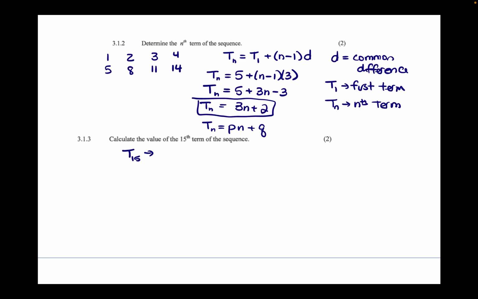So to find the 15th term of the sequence, we can just use our formula. This would be the symbol I would use for the 15th term. That just means that n is equal to 15, and we're looking for t sub 15. So t sub 15 would be 3 times 15 plus 2, or 47.